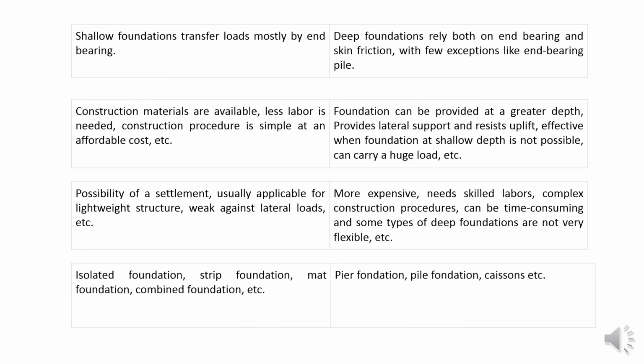Types of shallow foundation: isolated footing, strap foundation, mat foundation and combined footing. In a deep foundation, some of the types are pier foundation, pile foundation and caissons.